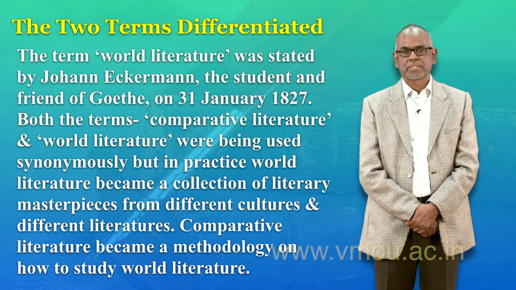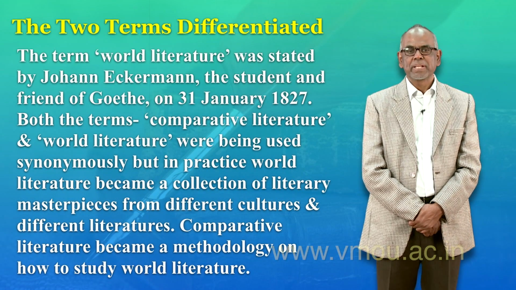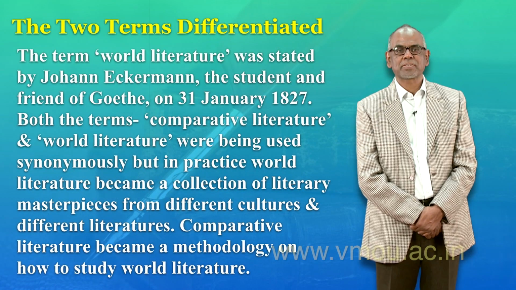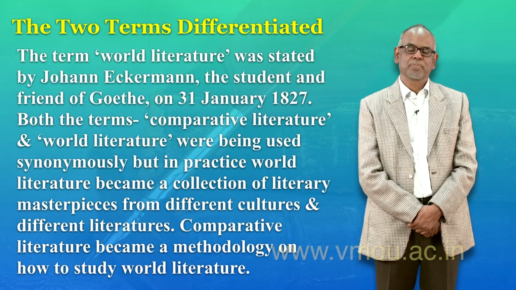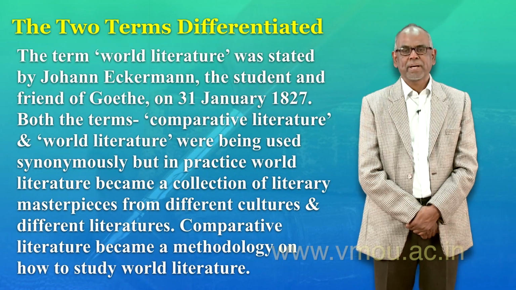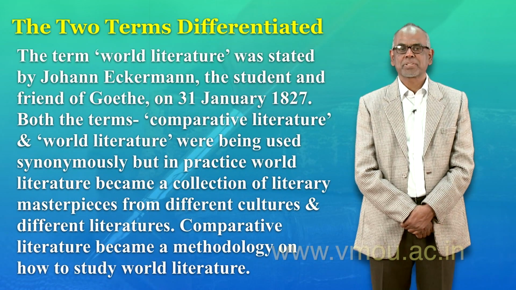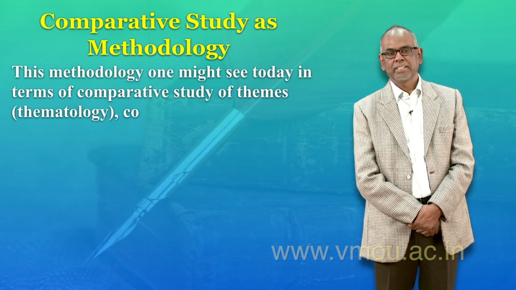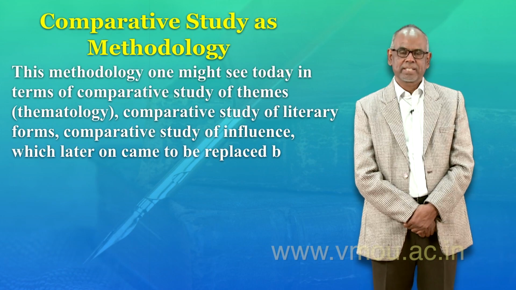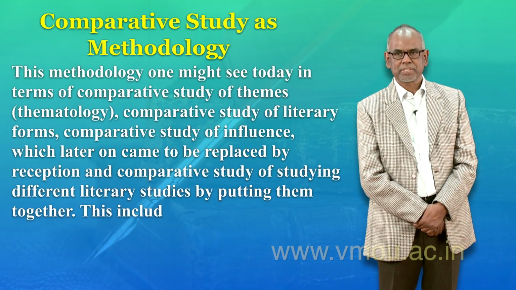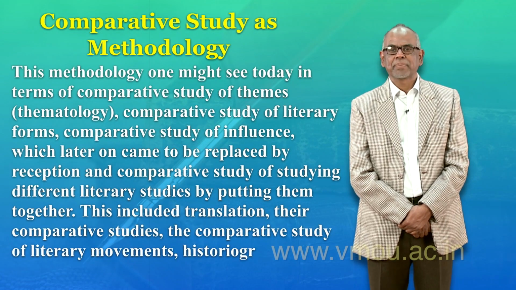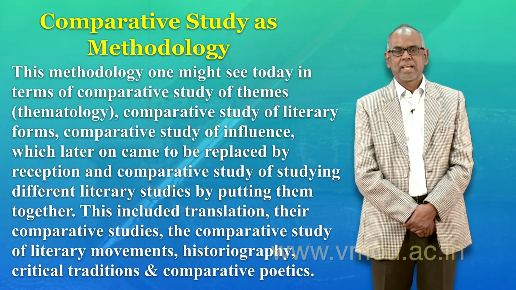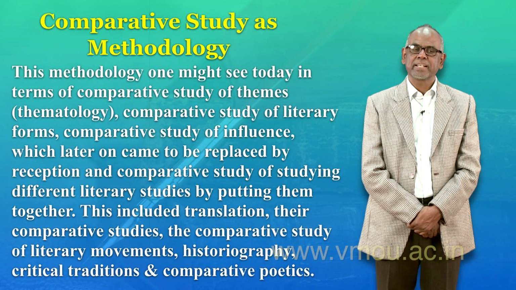We would see that both these terms, comparative literature and world literature, were being used synonymously, but in the practice what happened was that world literature became a collection of masterpieces, literary masterpieces from different cultures, from different literatures. Comparative literature became a methodology, because how to study world literature? Comparative literature provided methodology, and this methodology one might see today in terms of comparative study of themes, which is called thematology, comparative study of literary forms, which is known as genealogy, comparative study of influence, which later on came to be replaced by reception, and subsequently comparative study of studying different literary traditions by putting them together.